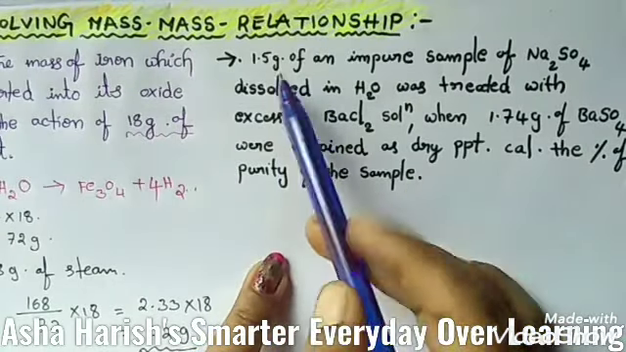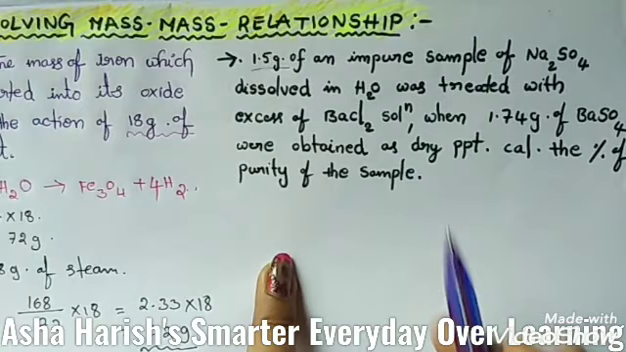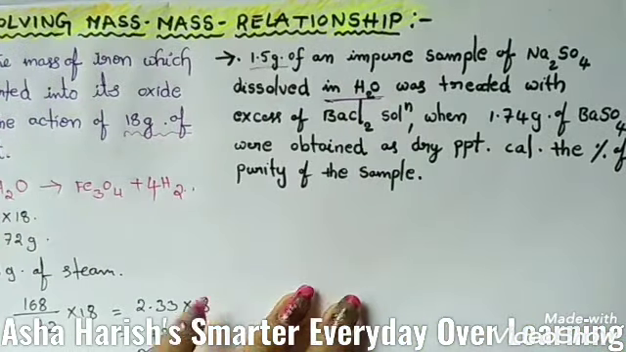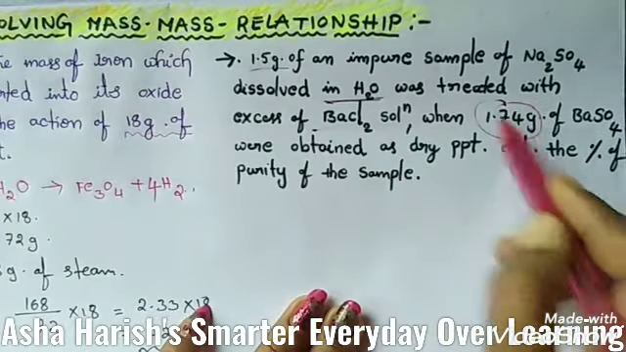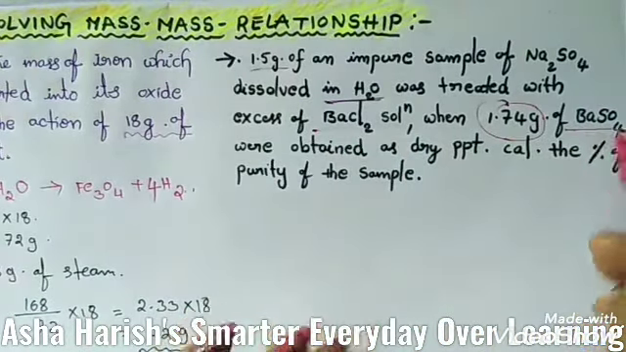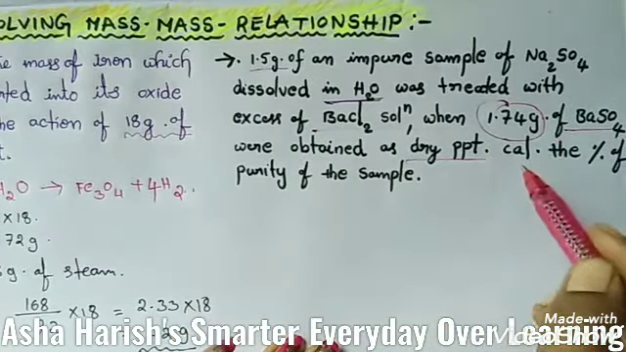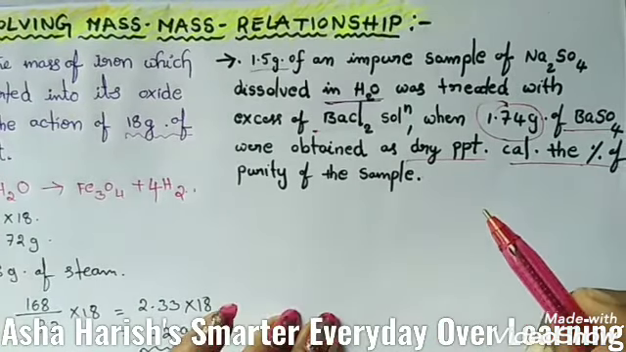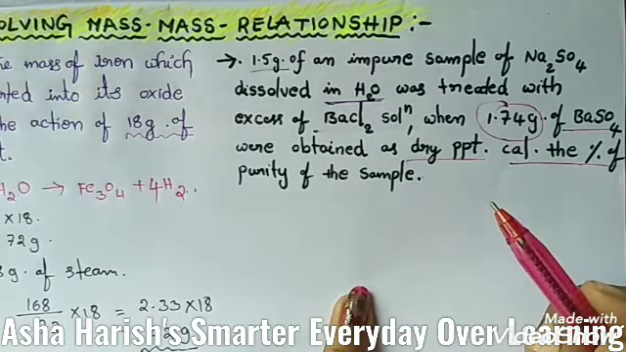Here what we have, 1.5 grams of an impure sample of Na2SO4 is dissolved in H2O, and treated with excess amount of barium chloride solution, when 1.74 grams of barium sulfate were obtained as dry precipitate. Calculate the percentage of purity of the sample. This is the question. Based upon this question, you have to write the chemical equation for this.